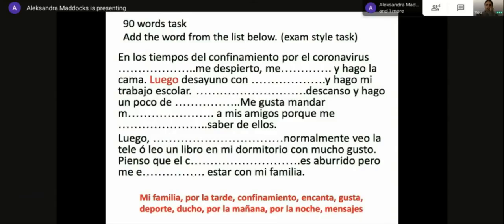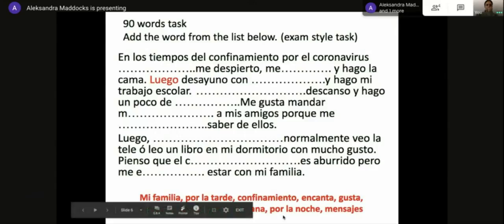This is also an exam-style task. In your reading exam, you are often left with a piece of text where you have to put a word in a gap, and you have the list. So we're going to eliminate the words that you cannot put into the task just because of the context of the whole sentence. So let's do it together.